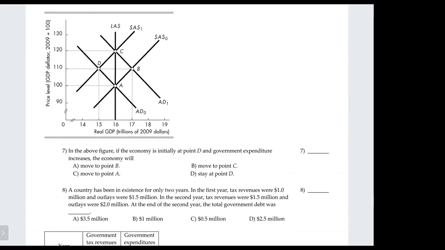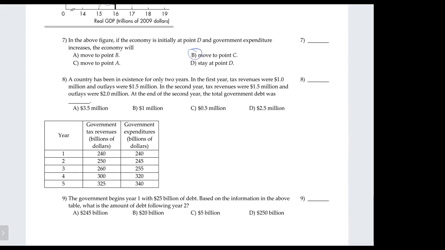Number 7, in the above figure, if the economy is initially at D here, government expenditure increases. Okay, so first of all, at D, what happens? We are in a recessionary gap. Now, if government expenditure increases, we are going to lift up the aggregate demand, right? And so naturally, the answer is going to be B. So it's going to move to here. All right.